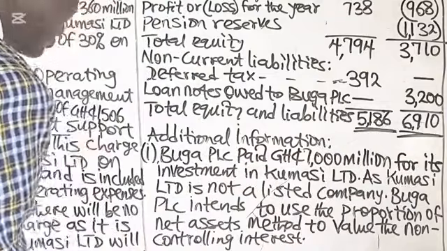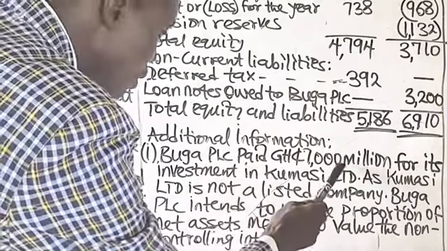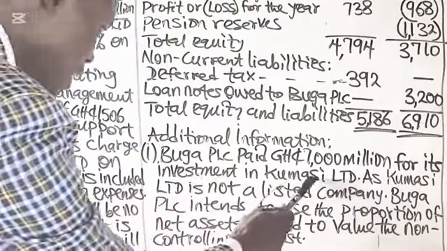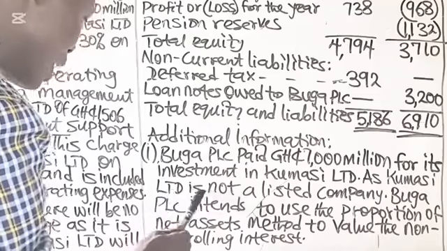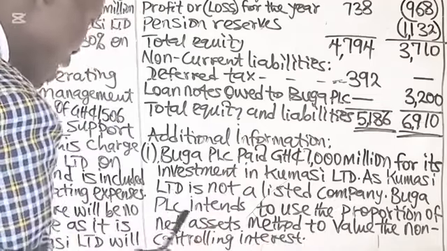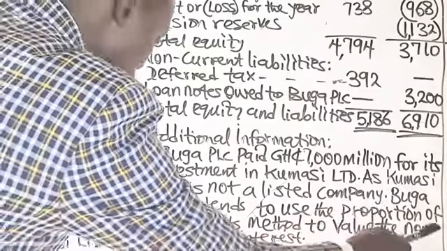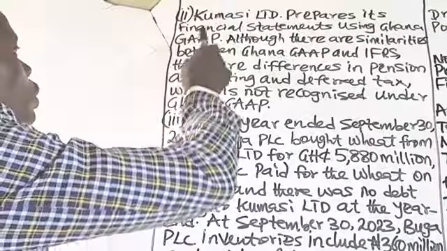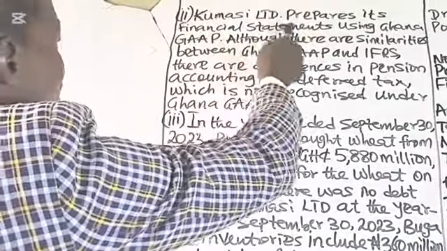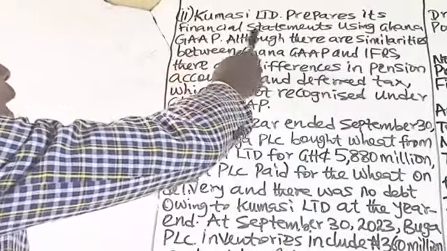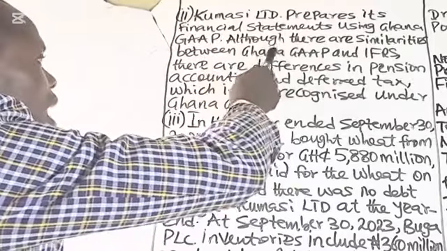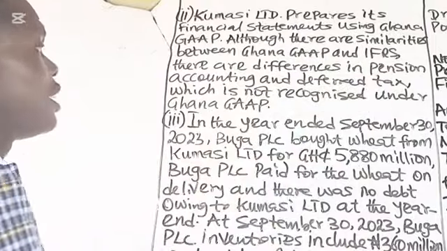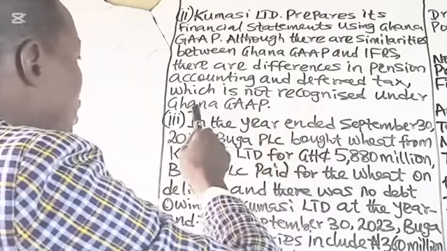Additional information. 1. Buga PLC paid 7 billion Ghana cedis for its investment in Kumasi Limited. As Kumasi Limited is not a listed company, Buga PLC intends to use the proportion of net assets method to value the non-controlling interest. 2. Kumasi Limited prepares its financial statements using Ghana GAAP. Although there are similarities between Ghana GAAP and IFRS, there are differences in pension accounting and deferred tax, which is not recognized under Ghana GAAP.